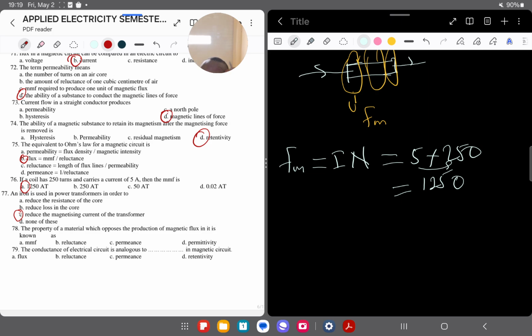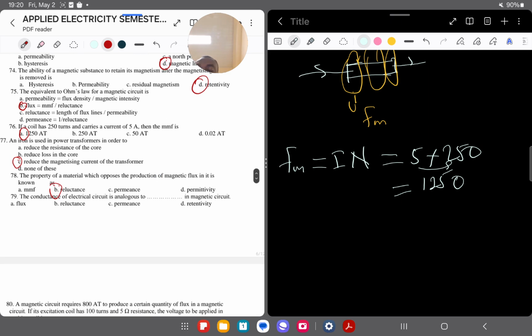Question 78. The property of a material which opposes the production of magnetic flux in it is known as reluctance. If you have a material and you are trying to establish a magnetic field, which is the same as magnetic flux, the opposition of that material to the establishment or production of magnetic flux is what is referred to as reluctance.